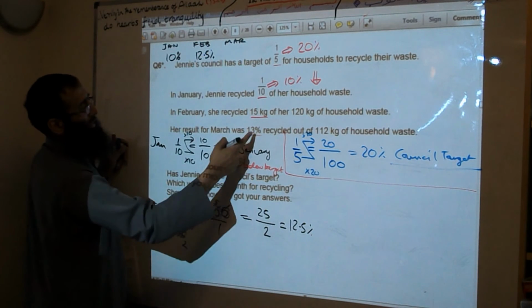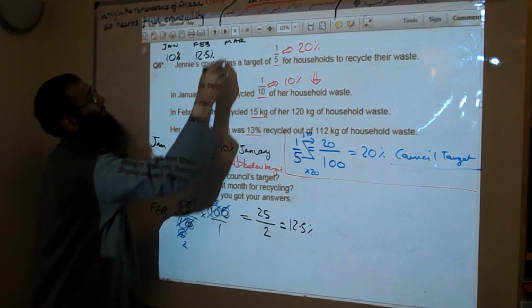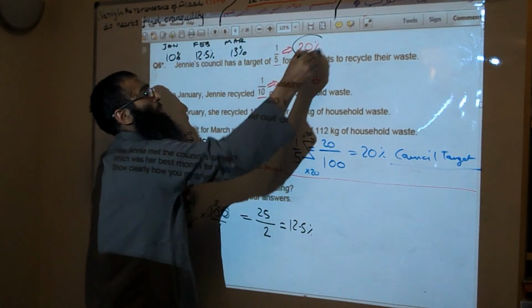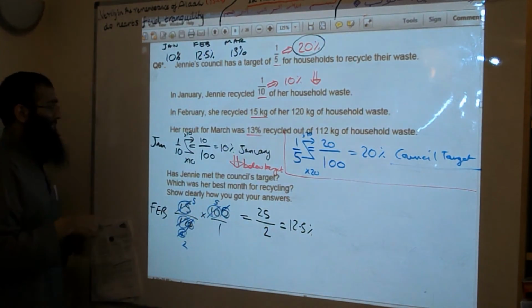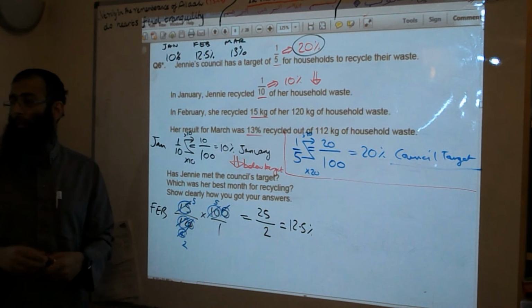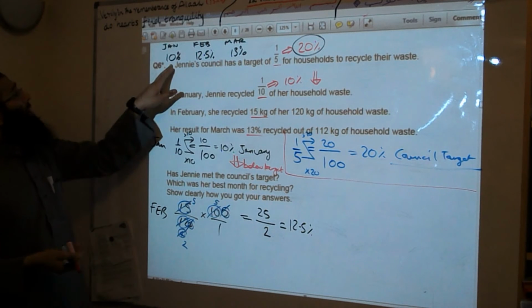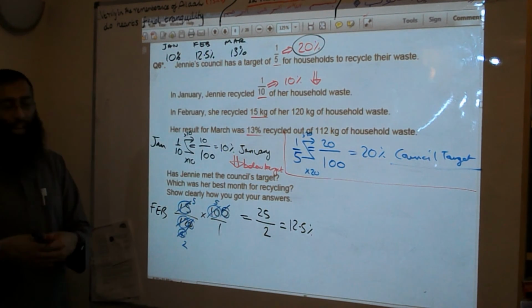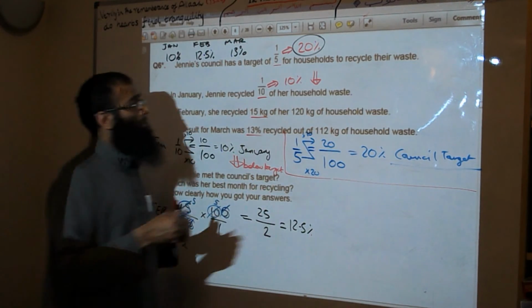12.5. And in March, it was over here. It tells you that in March it was 13%. And what is the government target? 20%. The question says, has Jenny met the council's target? And the answer is no. She's just a bit more than half the target. So no, she hasn't. Answer is no.